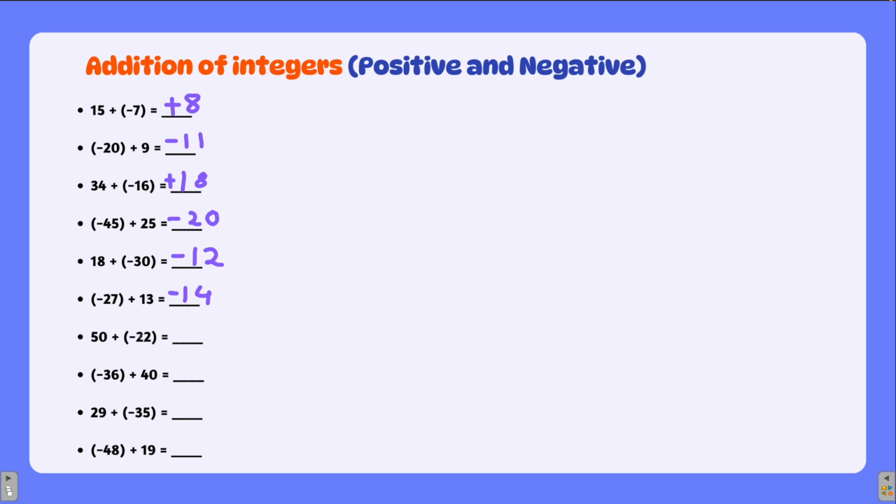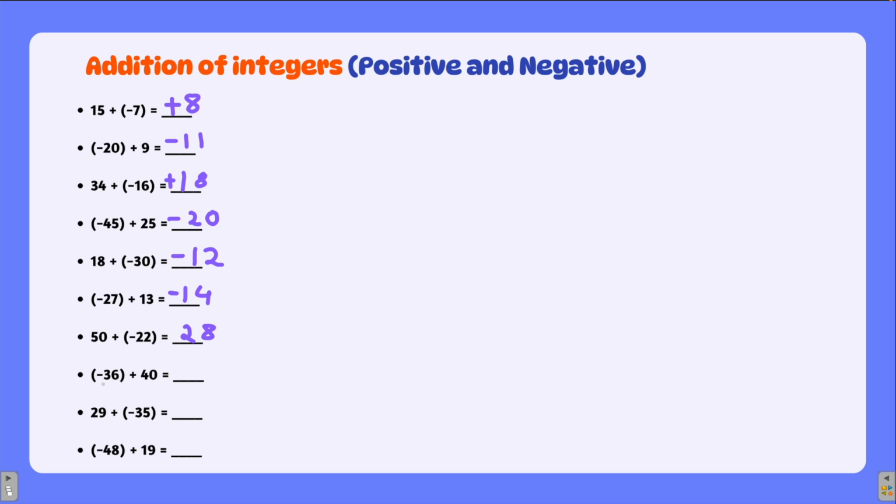50 plus minus 22. So 10 minus 2 is 8 and this 5 will become 4. 4 minus 2 is 2. With a positive sign, we can omit putting a positive sign. It's just 28 because the 50 is greater than 22 and it is positive in nature.